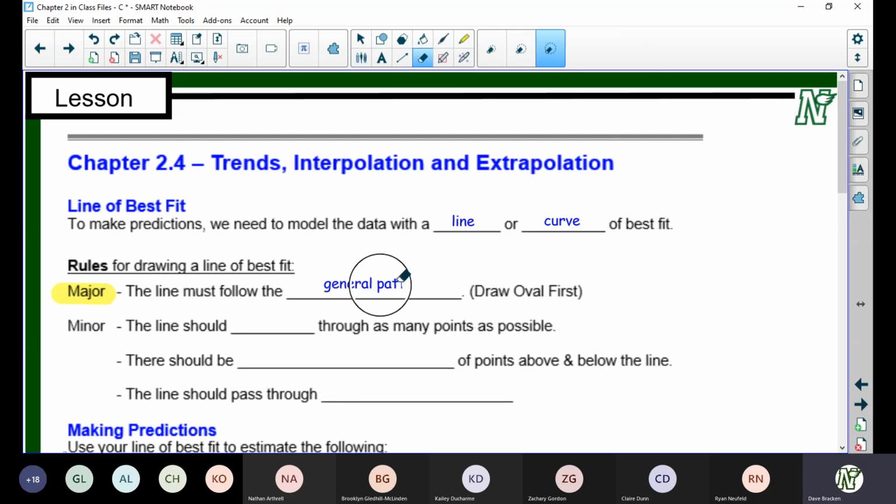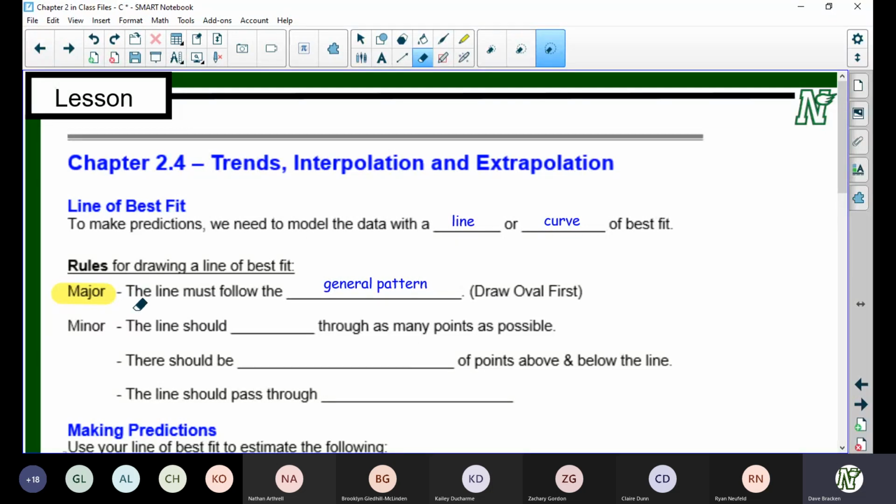So the major rule is draw an oval around your dots and then have your line follow that general pattern. If you only follow that rule, that's enough to get you by. But here are some minor little things that you can tweak your line with. You can make your line just a little bit better.